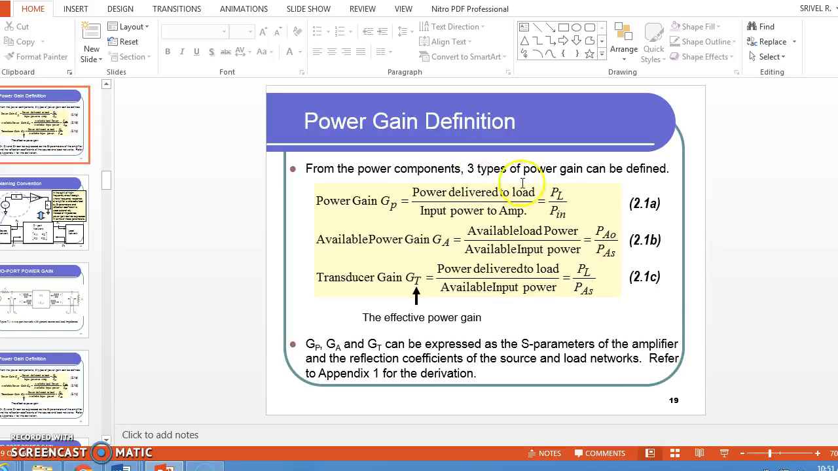So from the power component, 3 types of power gain can be defined. One is power gain GP, power delivered to the load divided by input power to the amplifier, that is PL divided by Pin. Next, available power gain GA, that is available load power divided by available input power, PAO divided by PAS. Transducer gain GT, power delivered to load over available input power, PL divided by PAS. So GP, GA, that is power gain, available power gain, transducer gain can be expressed as S parameters of the amplifier and the reflection coefficients of the source and load networks.